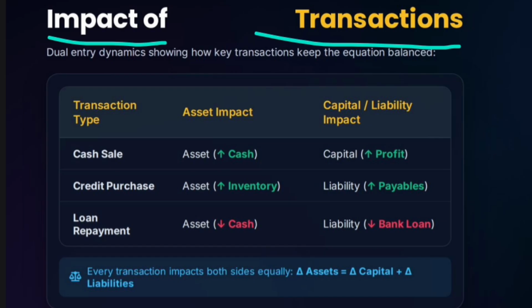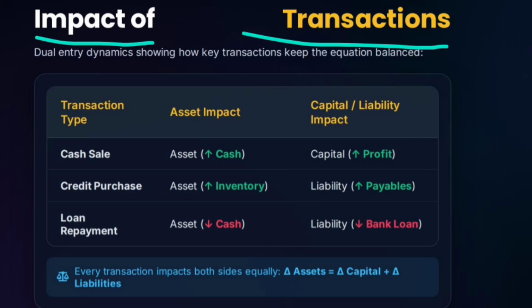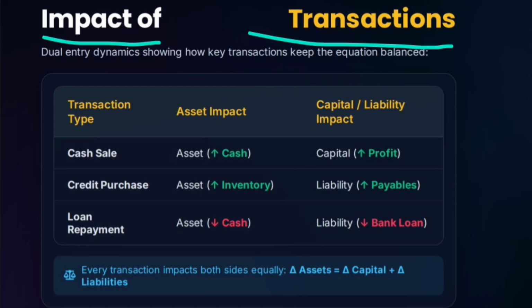If they buy a $2,000 coffee machine with cash, what happened? Did an asset enter the business? Yes, that is the machine, which means debit. Did an asset leave the business? Yes, cash. Credit. Simple. Nothing disappeared into thin air. Every transaction has two hands. One gives and one receives. That is the dual aspect concept.